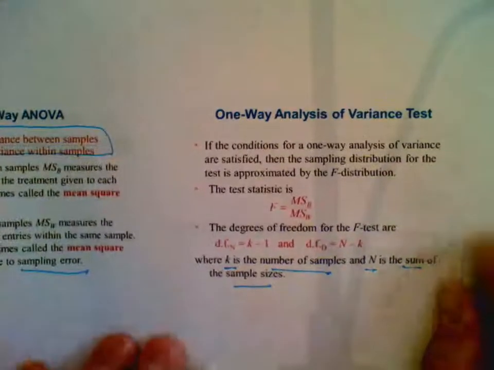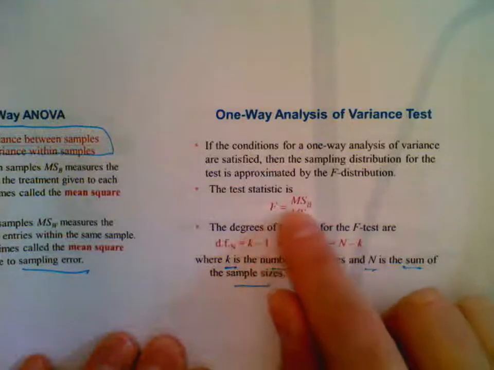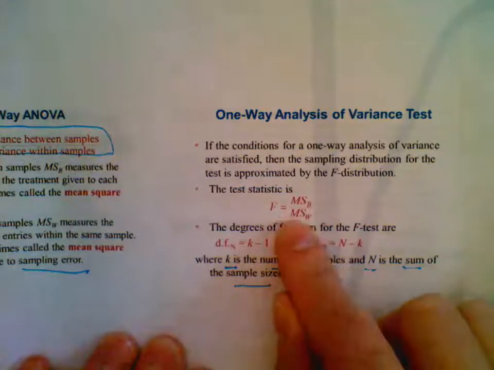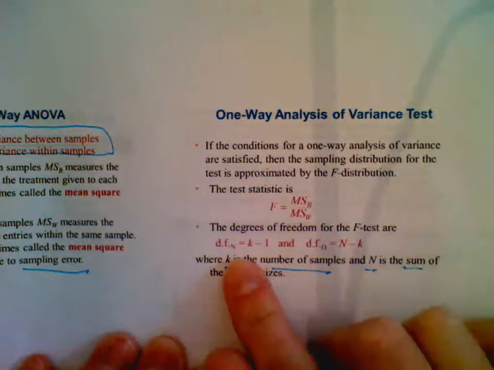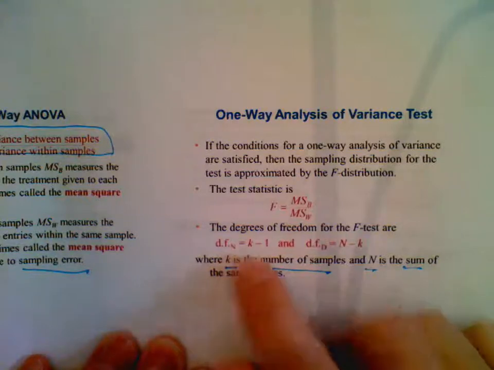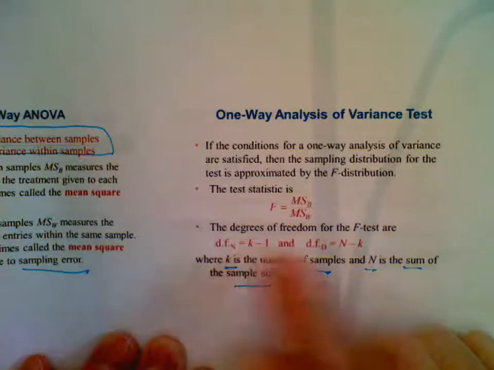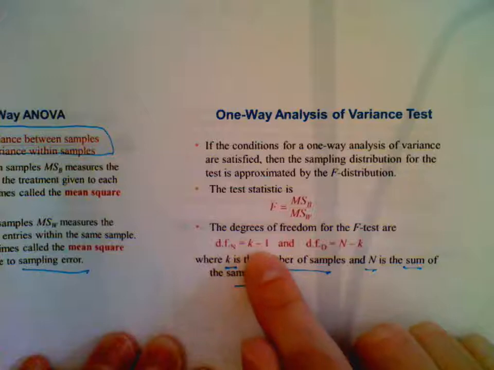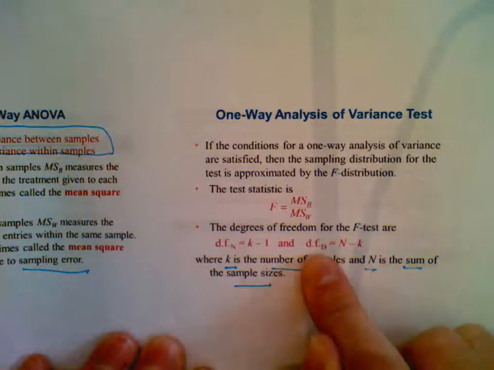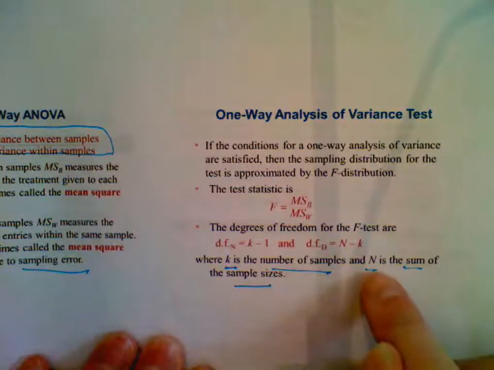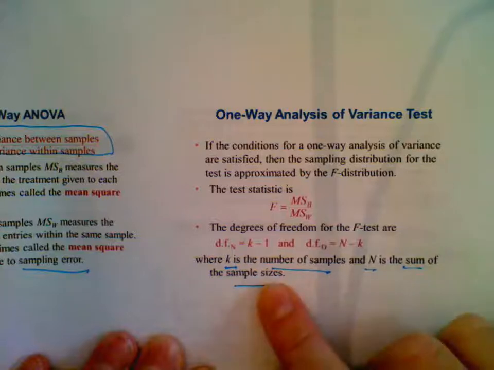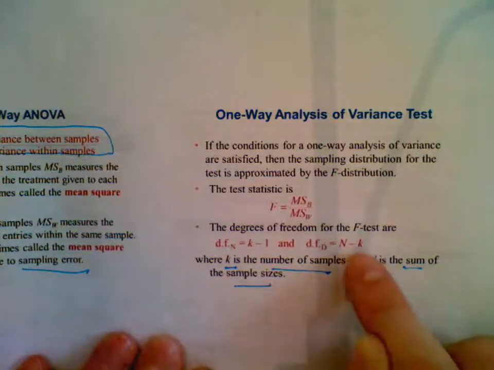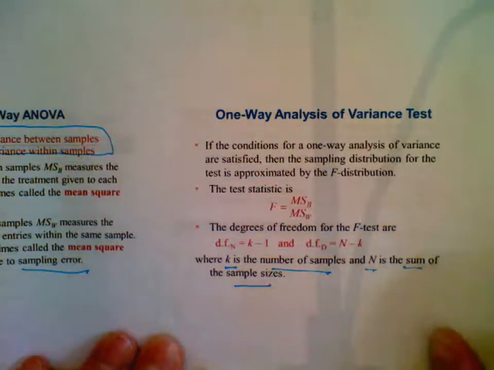Okay. So to find our test statistic, we're going to divide the mean square between by the mean square within. Our degrees of freedom in this case for the numerator is going to be our number of samples, k, subtract 1. And for the denominator, it's going to be N, which is the sum of our sample sizes, subtracted by k, the number of samples. So let me show you what I mean.